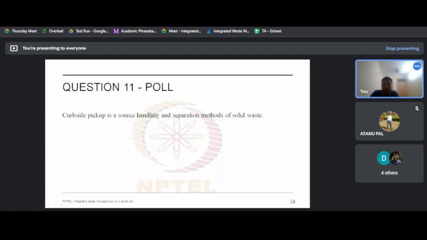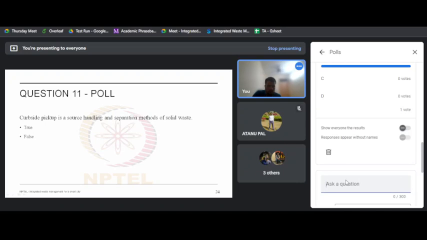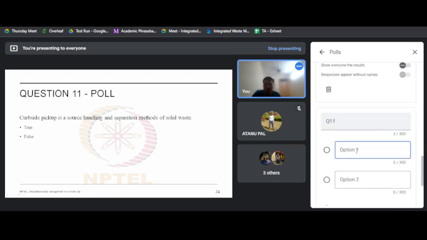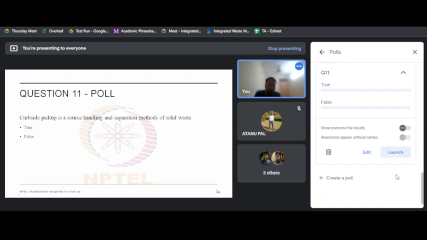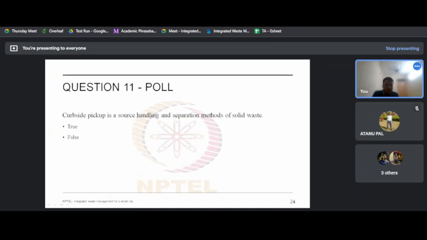So this is a poll. Curbside pickup is a source handling and separation method of solid waste. The given options are true and false. You can answer it in the chat as well as the poll. I'll just drop a poll quickly. You can take maybe a minute for this. This is question 11. The poll has been launched and you can answer it in the poll as well as the chat.